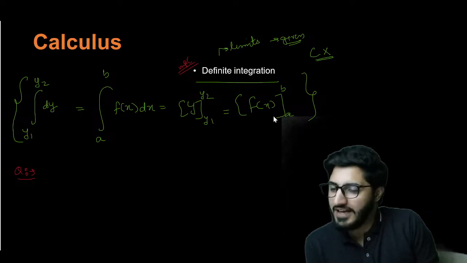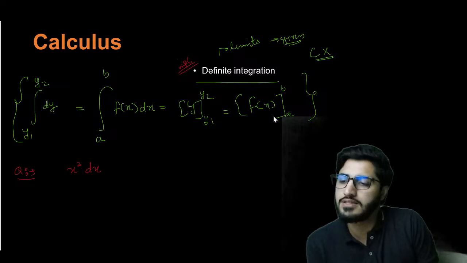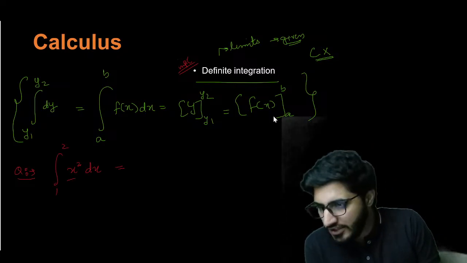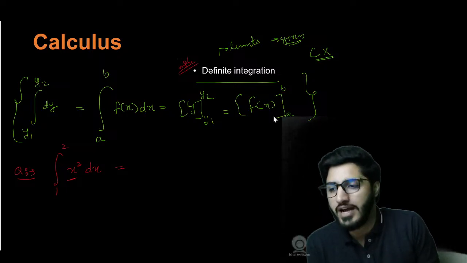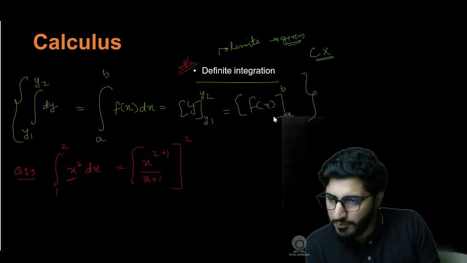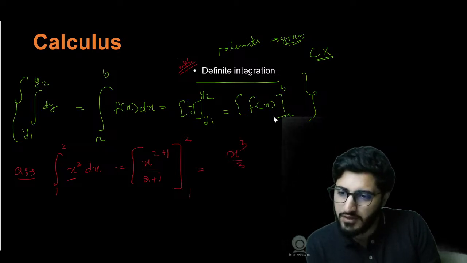Look now, if we have x square, we need to integrate x square with respect to dx, and the limits are given as 1, 2. No issue. So what is the integration of x square? It is x to power 3 now. I can write x to power 2 plus 1 divided by 2 plus 1. Take a bracket, 2 I can write upside, 1 downside. So I can write it as x to power 3 by 3, upper limit 2, lower limit 1.